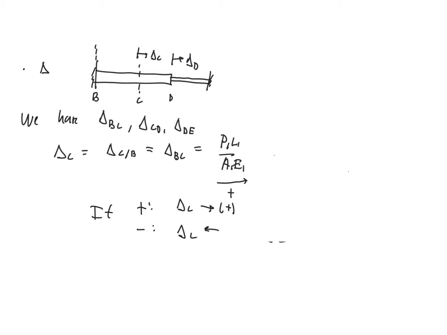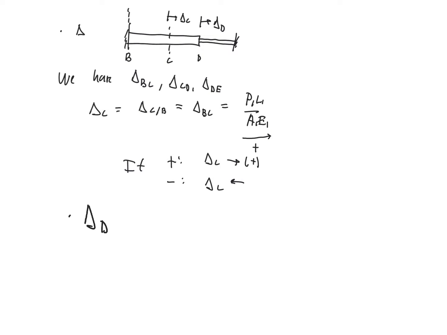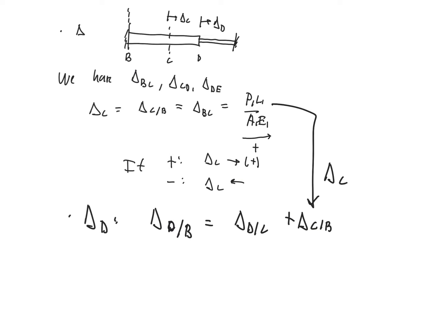Delta D, though, we've got to be, again, a little bit cautious. What we would say is, the delta at D, that's going to be delta of D relative to B, which is delta of D relative to C, just like in your dynamics, plus delta of C relative to B. Well, this one we already calculated. That's actually going to be delta at C. Same thing. Delta of D relative to C, that's also the stretch in bar CD.